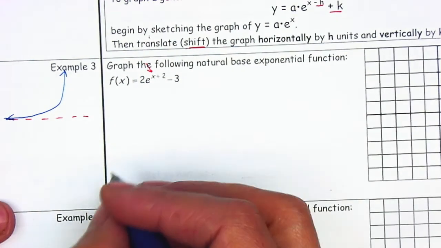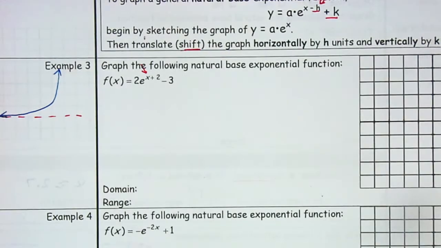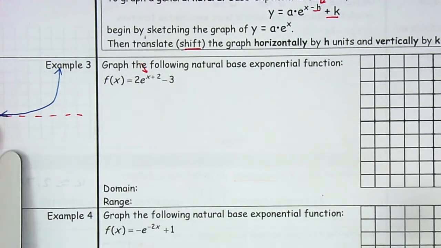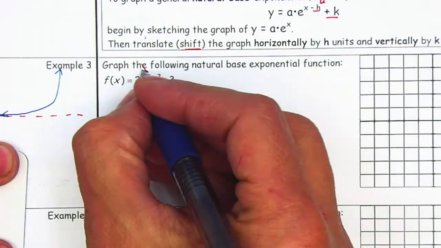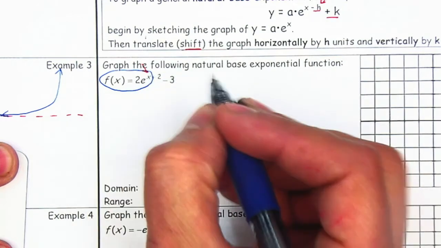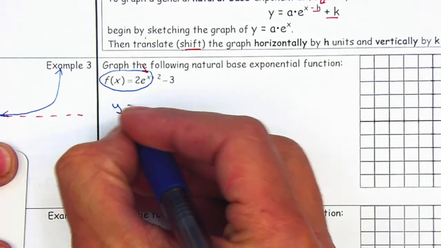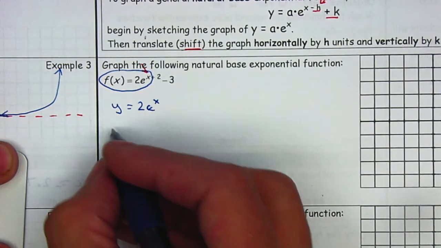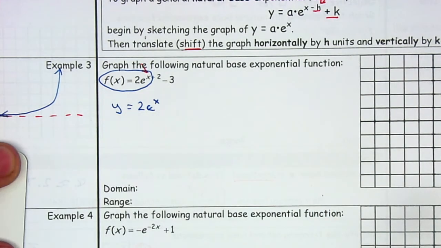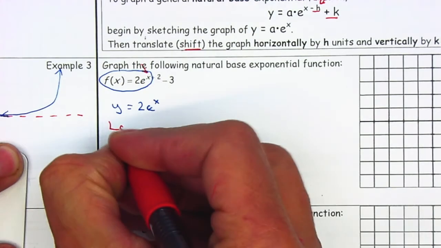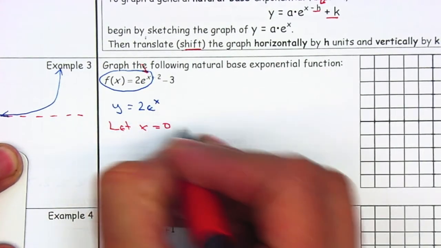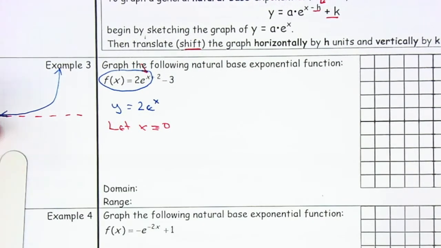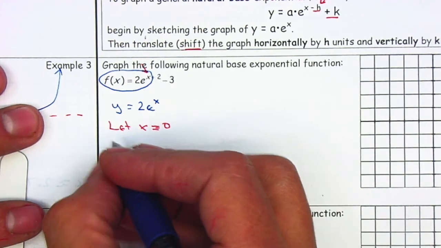Now let's go and graph part of it. We're going to start by leaving the h and the k out of it. Y is equal to 2e to the x power. We are going to find different points. So let's go and let x equal to 0, so I can find the first point and plot it.